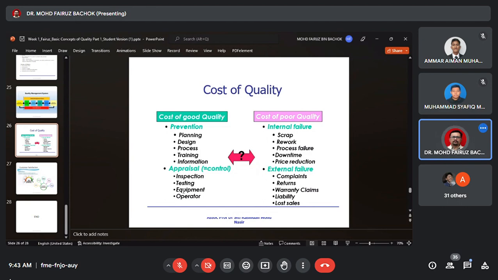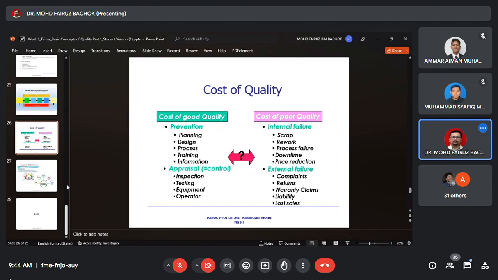That's why, by hook or by crook, you need to avoid producing poor quality if you want to sustain in the business. Good quality comes from the first process, which should be a high quality process if you want to produce a good quality product. We start from the first process until the end of the process, which is prevention and also appraisal.